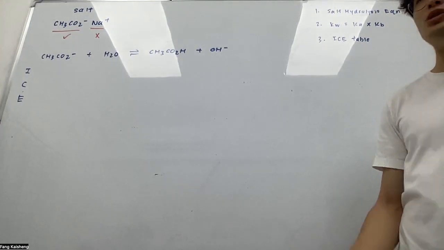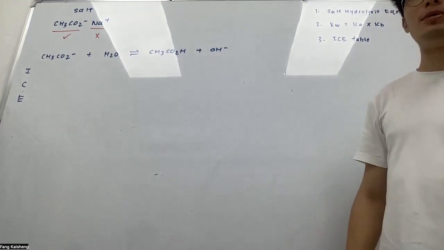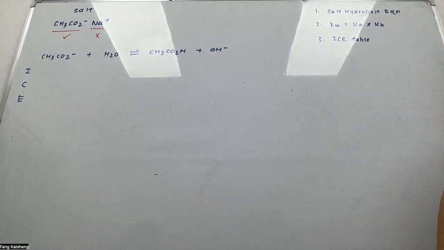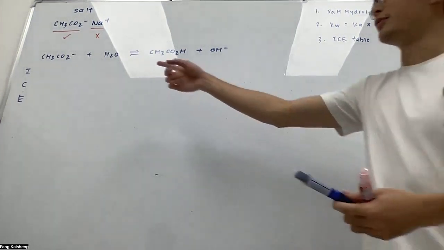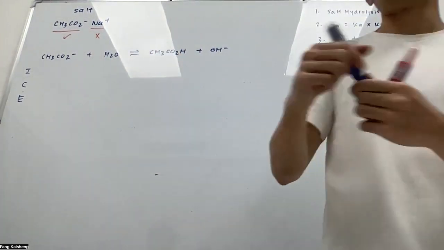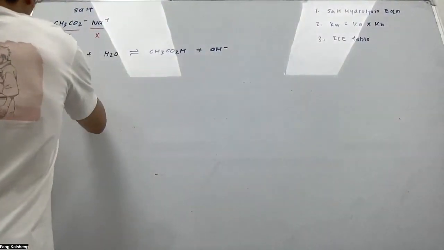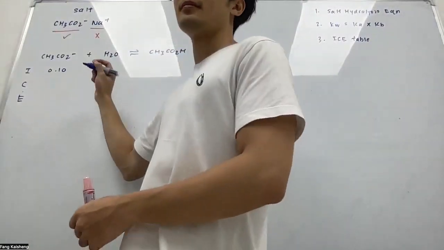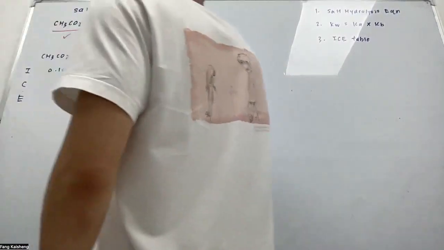Guys, any issues with this equation? You can write down your ICE table there. Actually, this is very similar to what we did last lesson. Look at the question and the data they've given you. They tell us the concentration of the salt, 0.1. Do we care about water? No, just cancel out water.